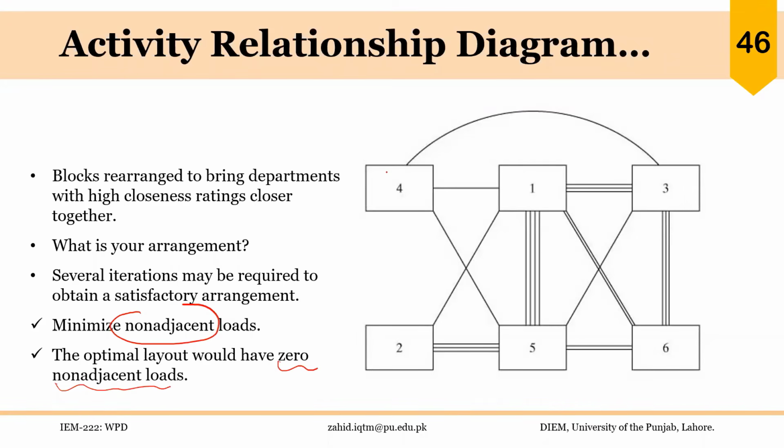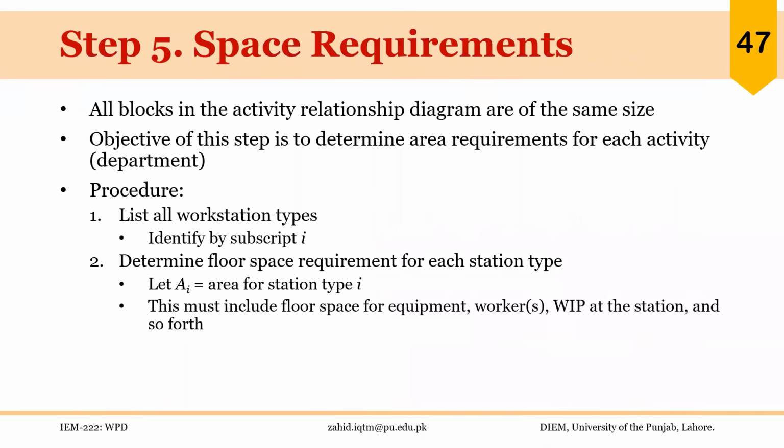You could see that each of these boxes has the same size. But actually we need different areas, different space for different departments. That is the next step. Once we have come up with a certain arrangement of departments with respect to each other, the next step is to calculate the required area, that is, to calculate space requirements. All blocks in the activity relationship diagram, as we saw, were of the same size. So the objective of step number 5 is to determine area requirements for each activity or department.